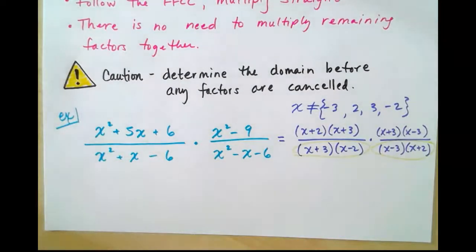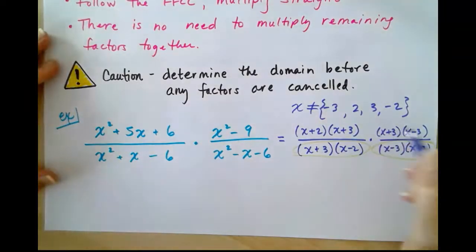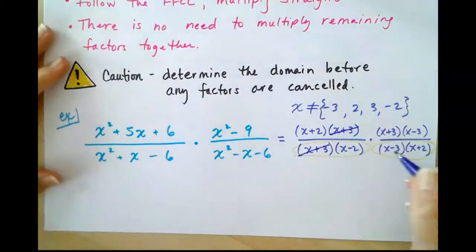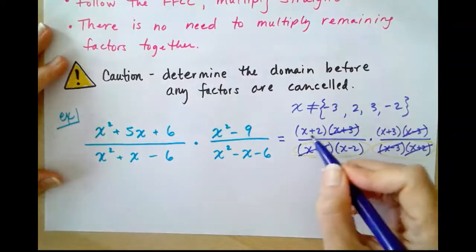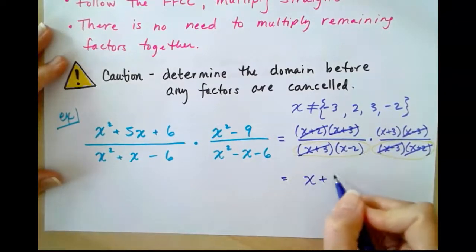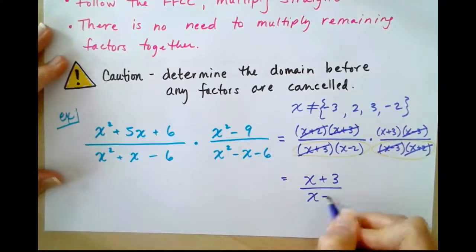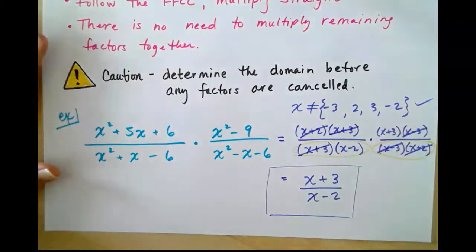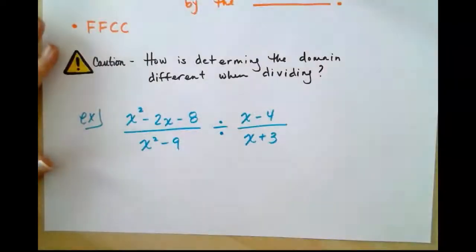Okay, now that we have factored, now that we have determined the domain, now we can go cancel crazy. So we have an x plus 3 cancels with an x plus 3. An x minus 3 cancels with an x minus 3. An x plus 2 cancels with an x plus 2. We are left with x plus 3 over x minus 2 as the simplified result with the restricted domain values. Let's keep going.